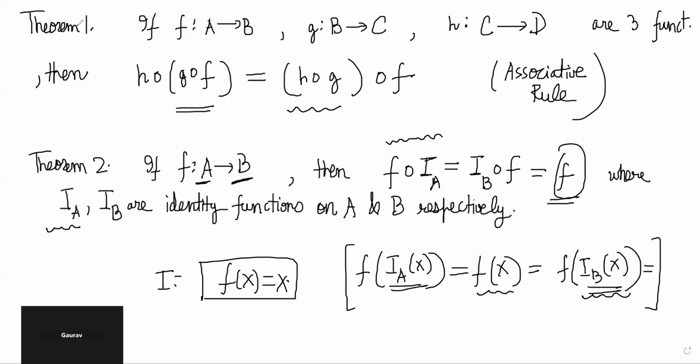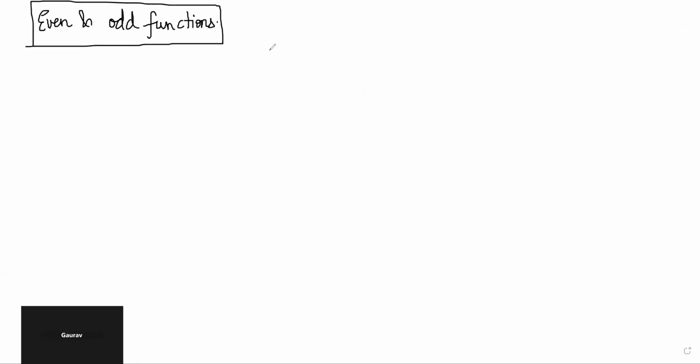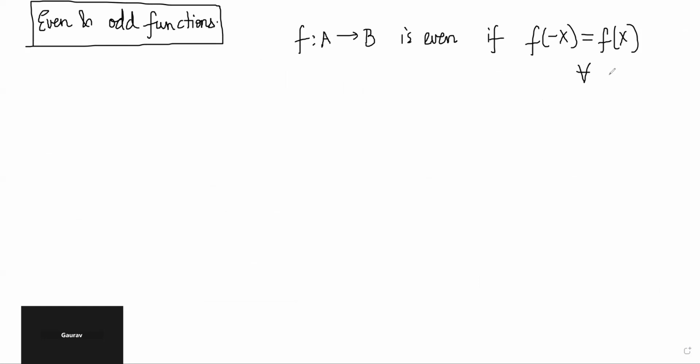Then there are even and odd functions. Even and odd functions are very important, so pay attention. A function f from A to B is even if f of minus x is equal to f of x for all x belongs to A. So for any element x in the domain, if you can always write f of minus x is equal to f of x, then the function is even.